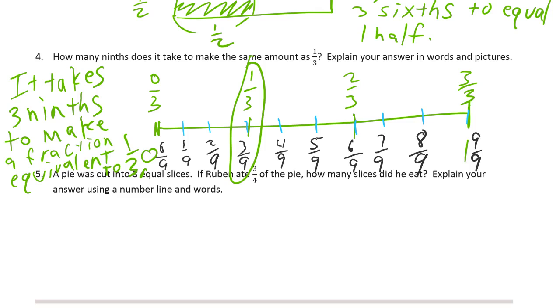A pie was cut into three equal slices, if Reuben ate 3/4 of the pie, how many slices did he eat? Explain your answer using a number line in words. So now we have to use a number line. And I want to remind you here for number 4, you had to use words and pictures. So you had to use some kind of a picture.